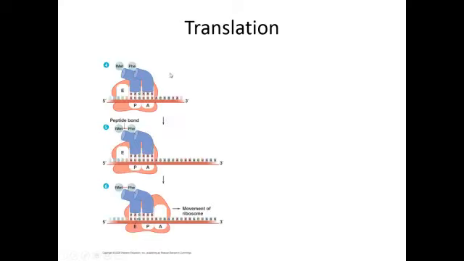The first thing that happens is a new tRNA with an amino acid has to come in. It comes into the A site, and the anticodon has to match the codon on the mRNA. So now we have two tRNAs with two amino acids attached. What happens next is the large subunit creates a peptide bond between the amino acid on the first tRNA and the amino acid that is on the second tRNA.